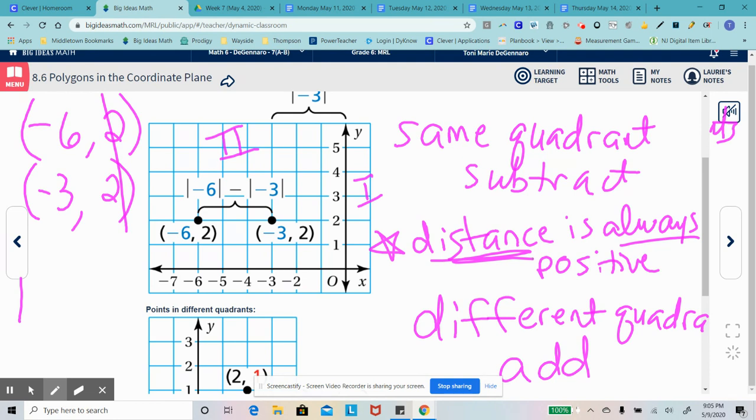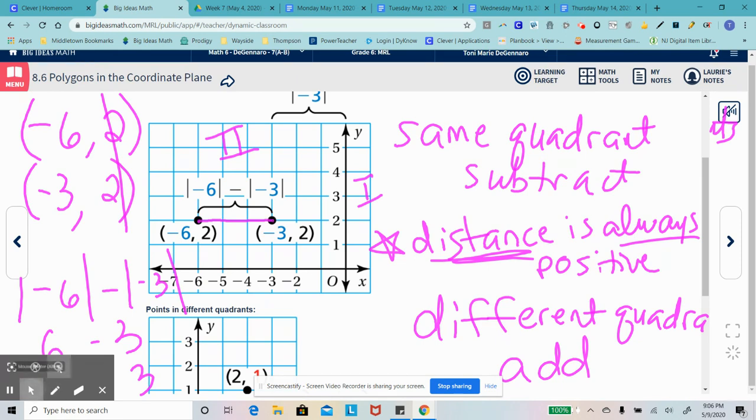So we're going to take the absolute value of -6, and then the absolute value of -3, and we're going to subtract them. I do understand that -3 in reality is the greater one on a number line, but this is absolute value, and so the absolute value of -6 is greater. So you do 6 minus 3, which is 3. So the distance, let's count. 1, 2, 3. We're correct. The distance from -6, 2 to -3, 2 is 3.